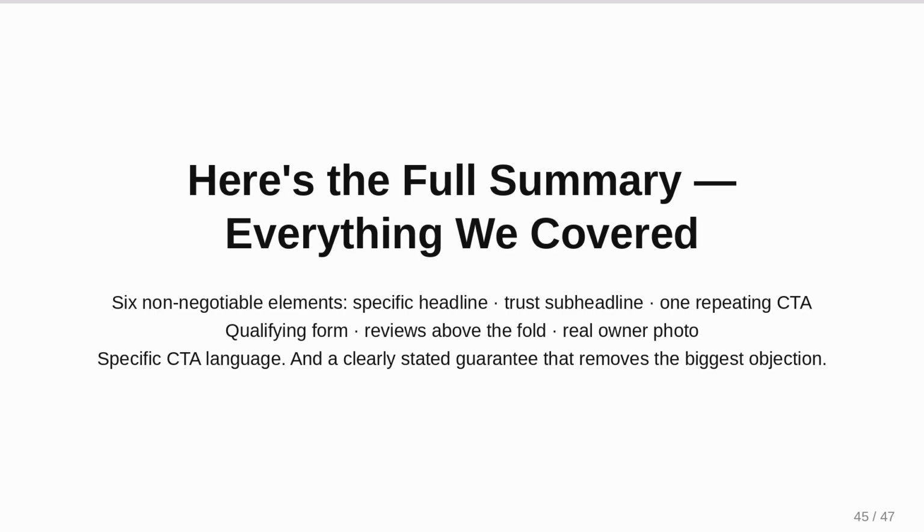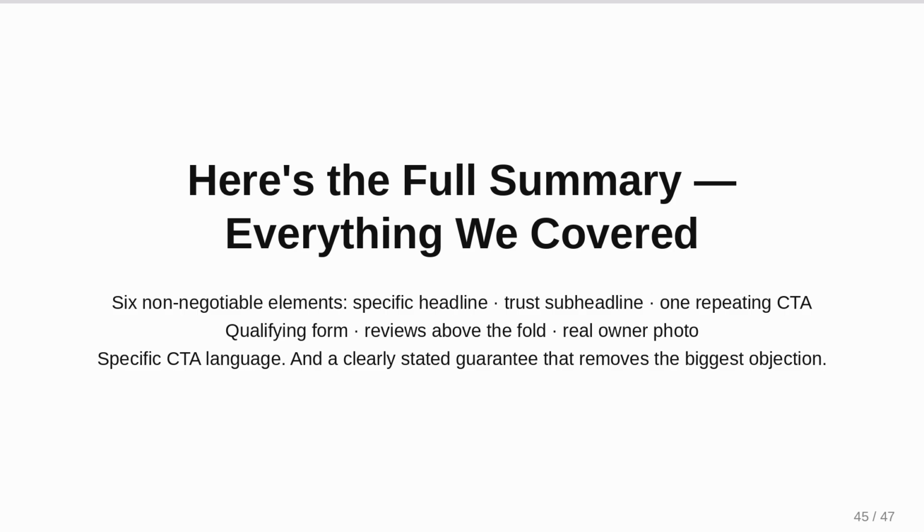To wrap everything up, here is everything we covered. A high converting contractor landing page has 6 non negotiable elements: a specific headline that matches the search, a subheadline that handles the trust objection, one clear CTA that repeats throughout the page, a qualifying form that captures and filters simultaneously, reviews visible above the fold, and a real photo of you or your team. Your call to action needs to be specific, not get a free quote, not contact us, but an outcome, a time frame, and a reason to act now. That specificity alone can more than double your form fill rate on the same traffic.